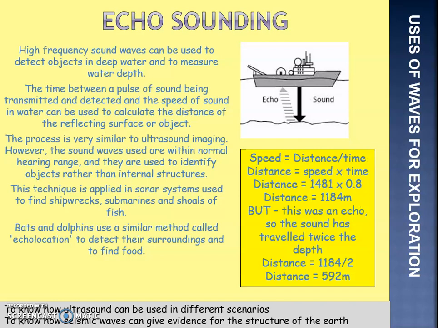Okay, so speed's distance over time. We rearrange that. Distance is speed multiplied by time, so the distance would be 1,481 times 0.8, giving us a distance of 1,184 meters. But this is echo sounding. So the echoes travel down to the surface, down to the bottom of the water and then straight back up again. So it's travelled twice that depth. So the actual depth would be half that distance. So that would be 1,184 divided by 2, giving us a depth of 592 meters.